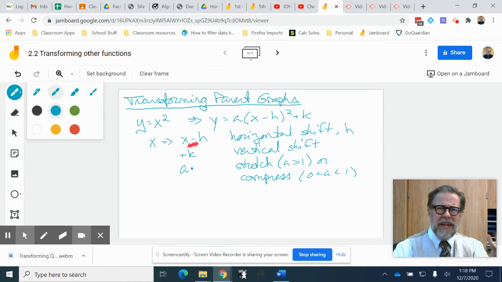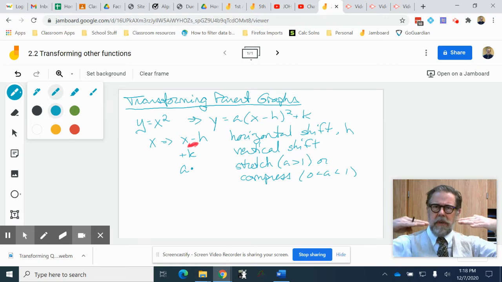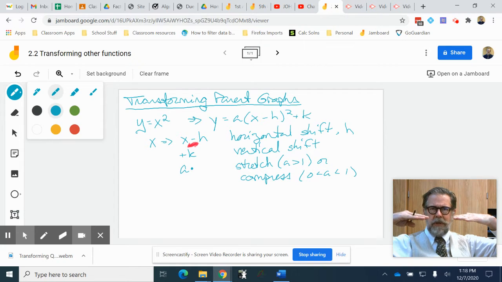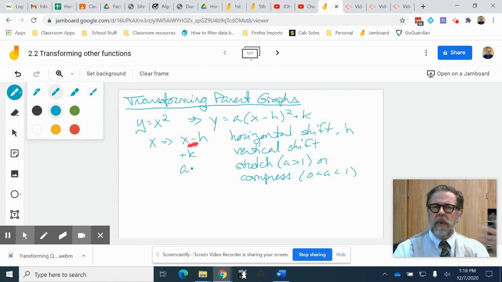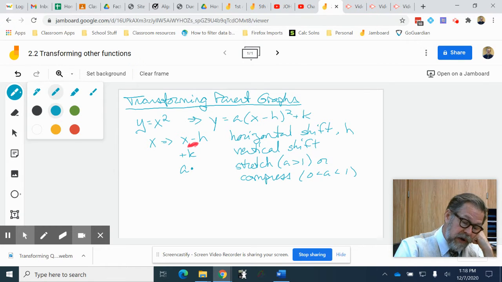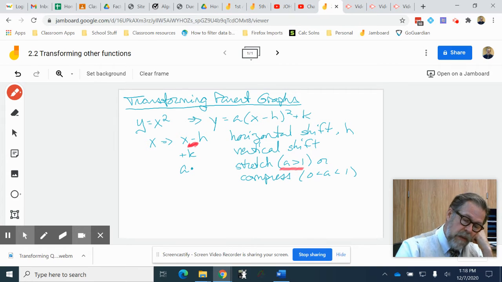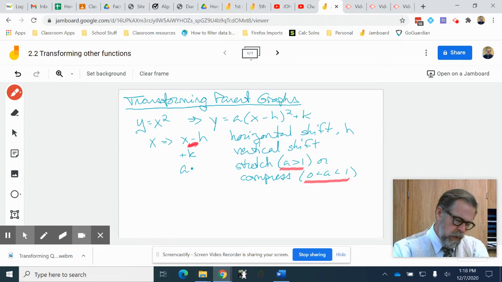I can add k. When I add some value to the end of a function, all it does is change the output value by that much. So that's a vertical shift. And if I want to stretch or compress the function, I just multiply by a stretch factor, which would be some number greater than 1, or a compression factor, which would be between 0 and 1.